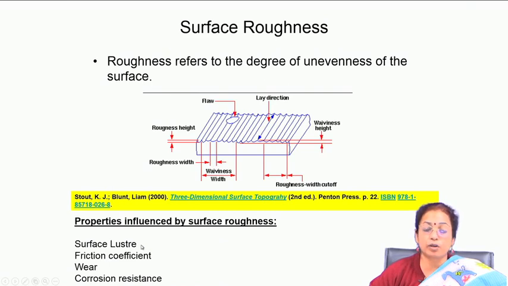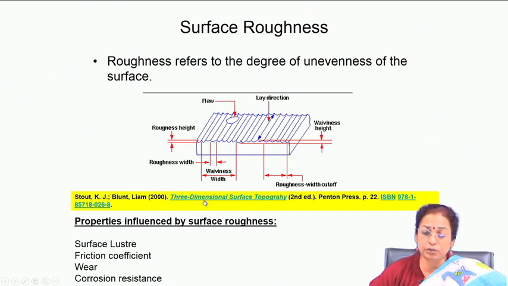Luster is influenced because the higher the roughness, the higher the scattering, as a result of which the surface loses its reflectivity and luster is lost. Coefficient of friction also increases as the roughness is increased, as a result of which wear increases. Corrosion increases because the higher the roughness, the more the exposed area, and as a result naturally corrosion will be higher.